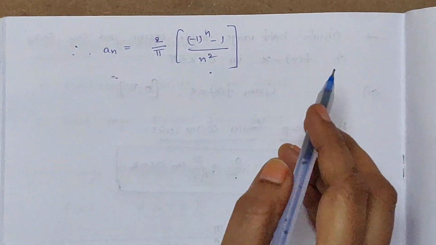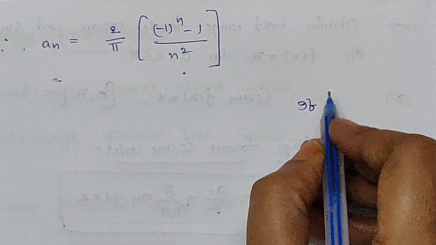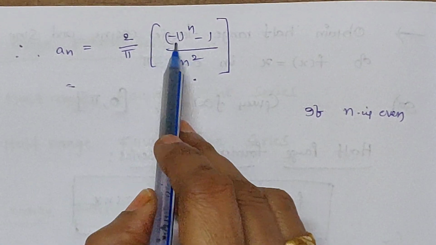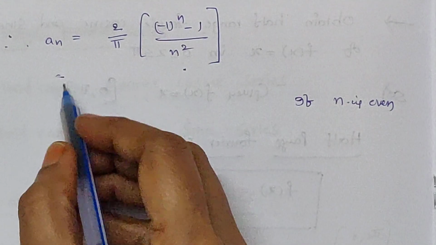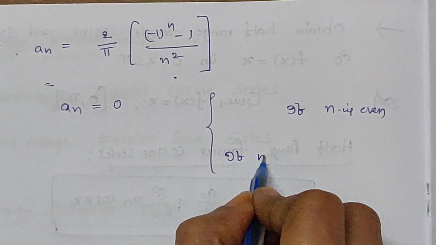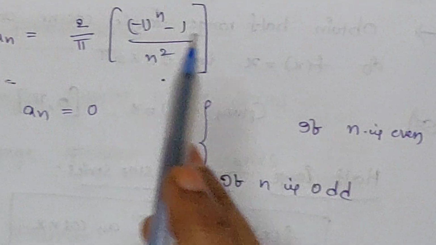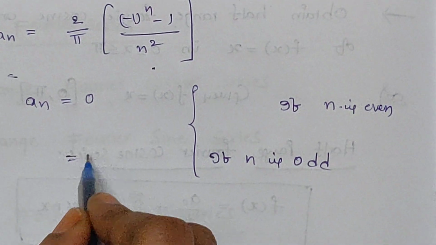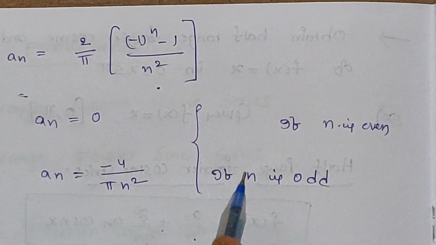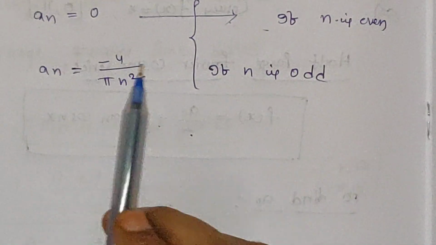So in whatever problems you have expressions like these, observe the value of an. If n is even, you will get 1 here, and 1 minus 1 is 0. So if n is even, an equals 0. If n is odd, for n equal to 1, 3, 5 and so on, you will get minus 1. So minus 2 by n square, that is minus 4 by pi into n square. This is the an value. If n is even, an is 0. If n is odd, an becomes this value.